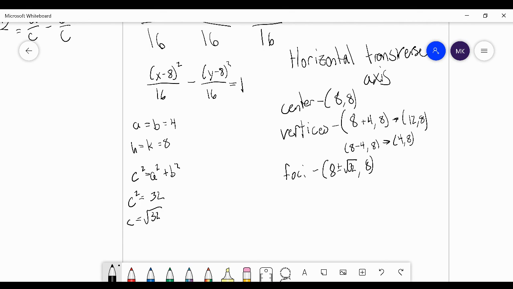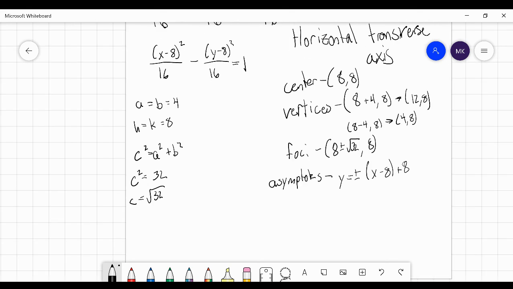Now, what about our asymptotes? Those are both going to be y equals plus or minus. If our a and our b value are the same, it doesn't really matter whether it's a over b or b over a, it's going to be 1. So we just get plus or minus x minus h plus k. And that's it.